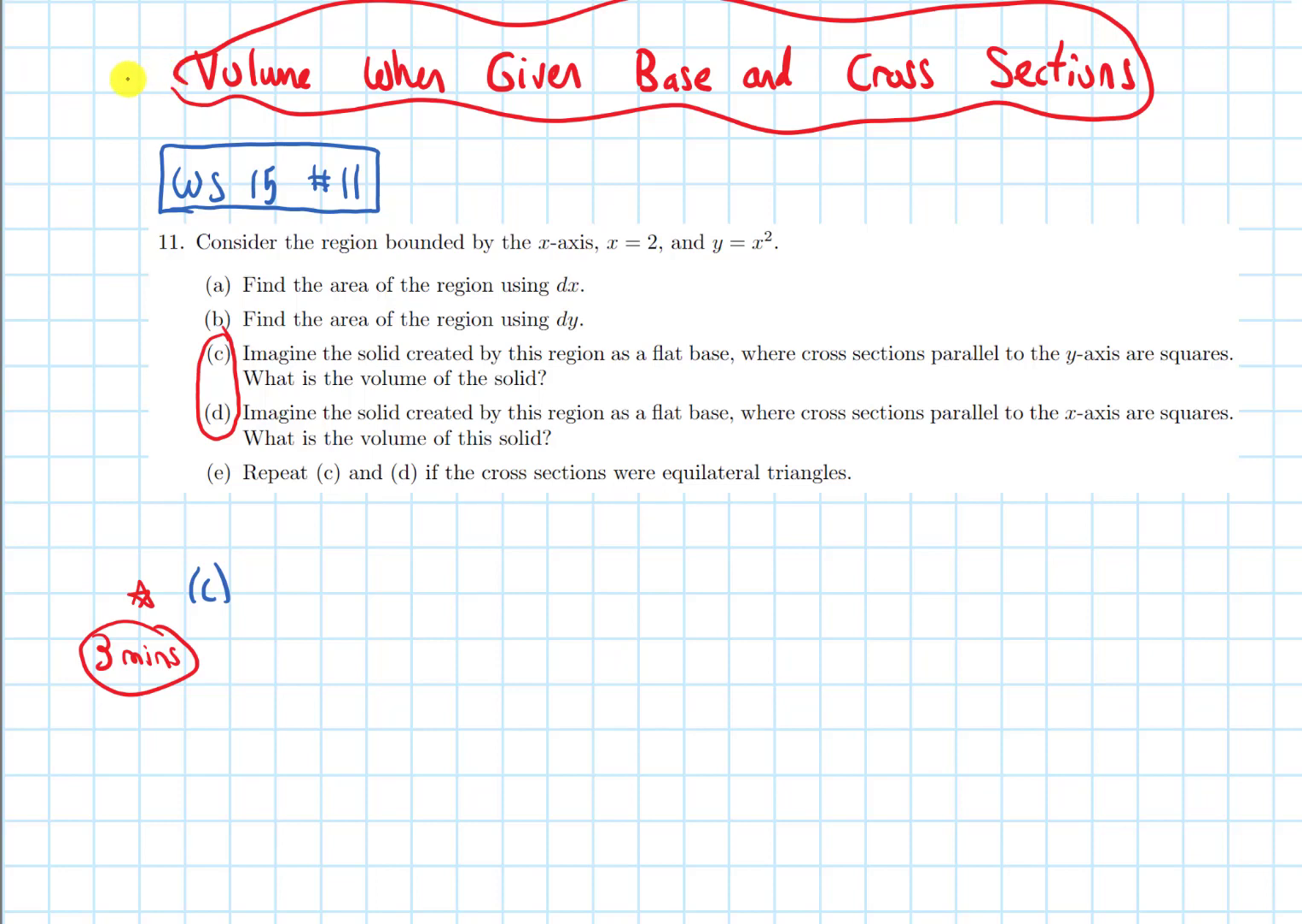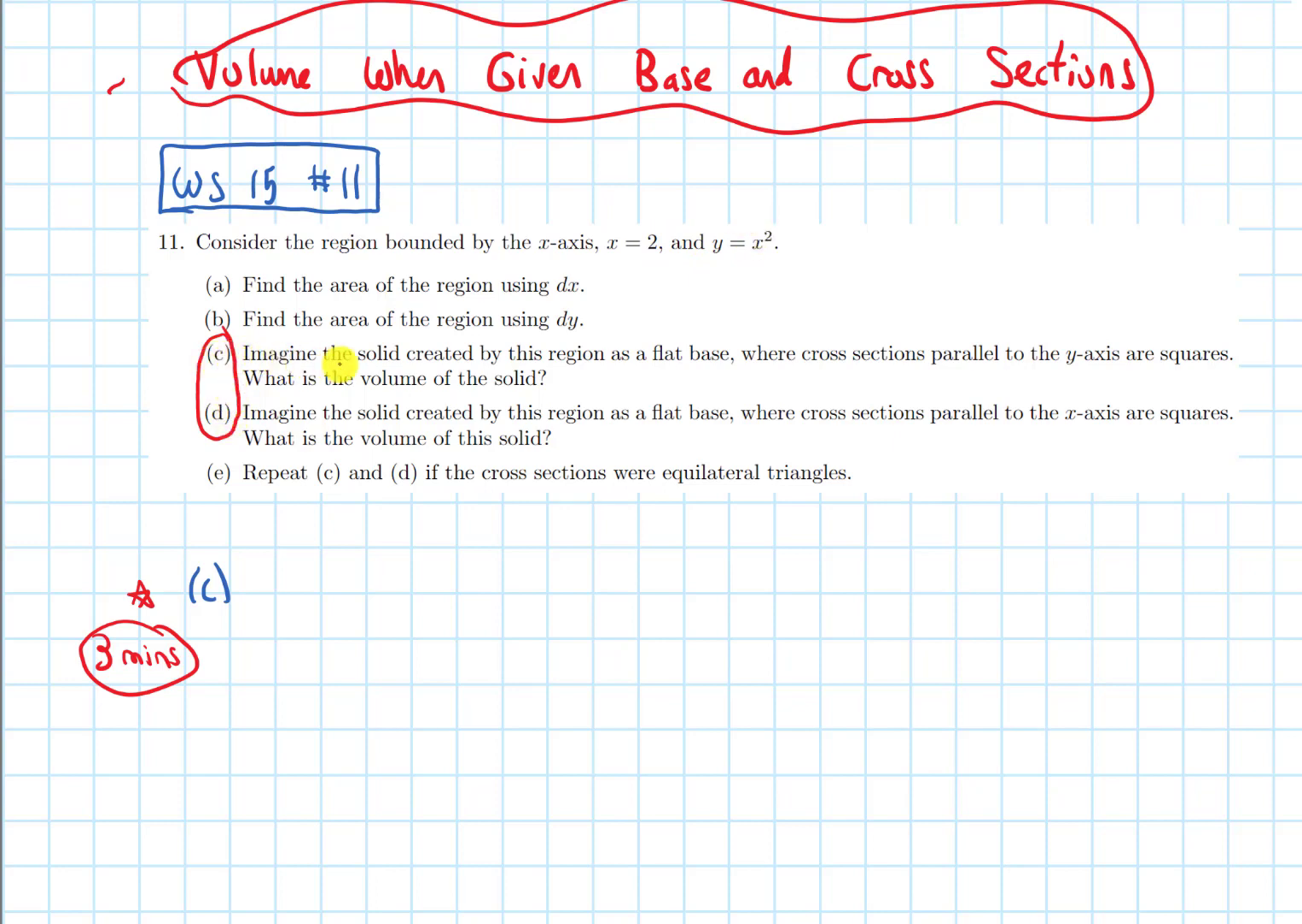In this discussion video, we'll do some examples where we find the volume of a solid when given its base and cross-sections. So this is problem 11 from worksheet 15, and it says, consider the region bounded by the x-axis, x equals 2 and y equals x squared. I want to look at C and D.